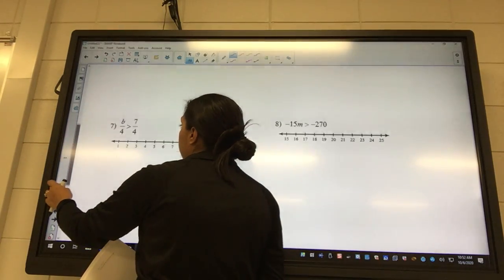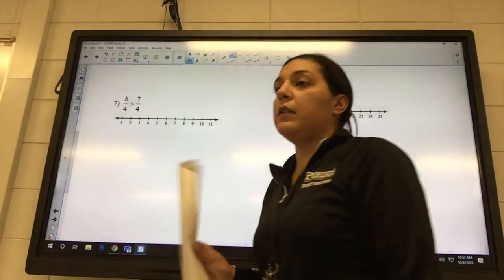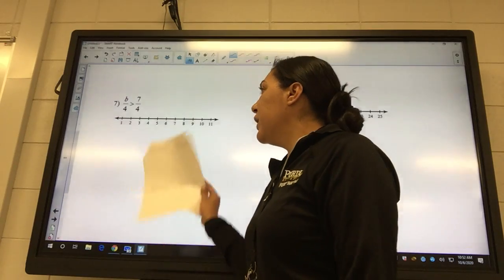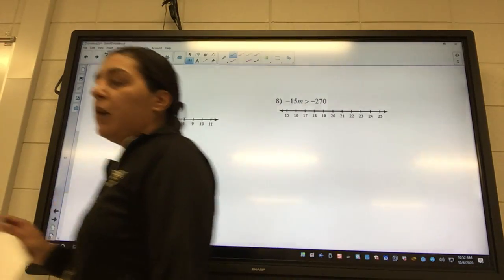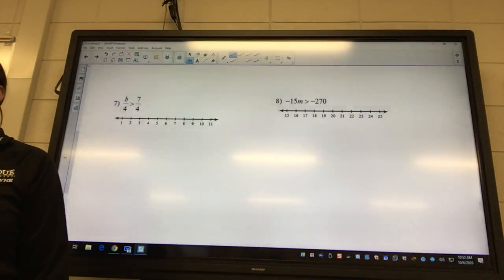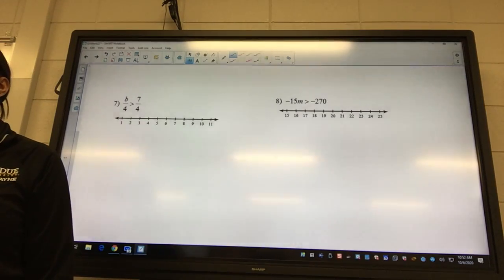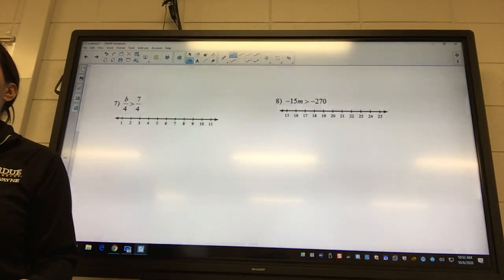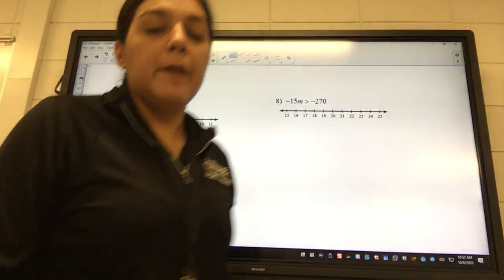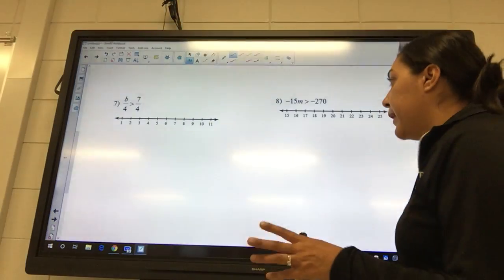Okay, look at number 7. I didn't realize until the other day that the ones that are fractions are kind of hard for you guys to do, because you don't have the same calculators that we do in the classroom. The classroom calculator definitely does it for you, so I'm going to try to teach you how to do it by hand.